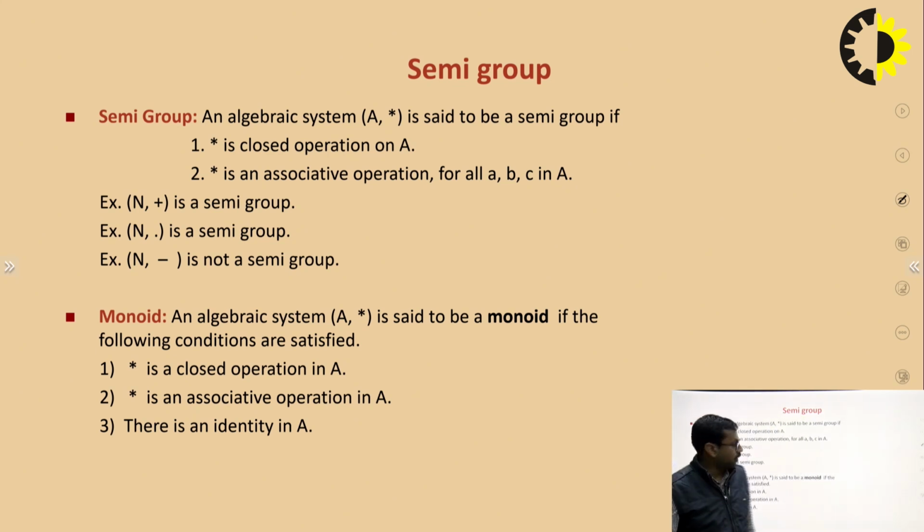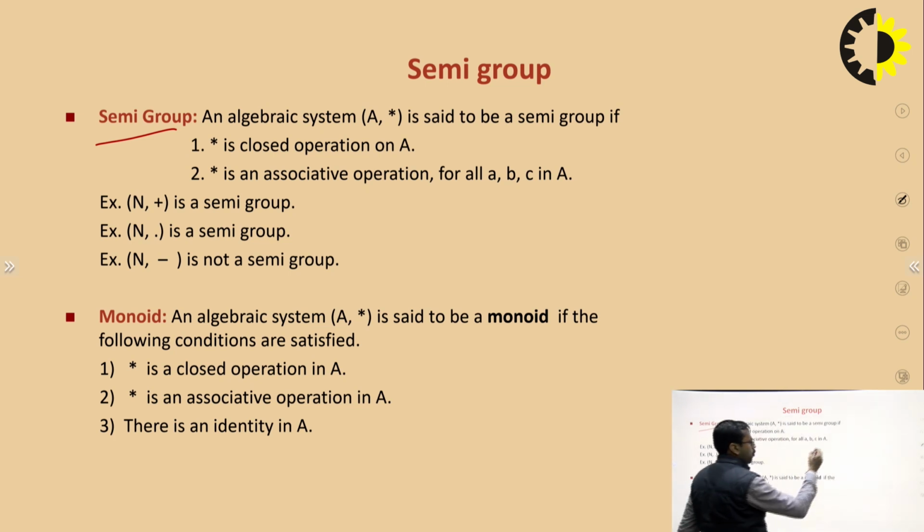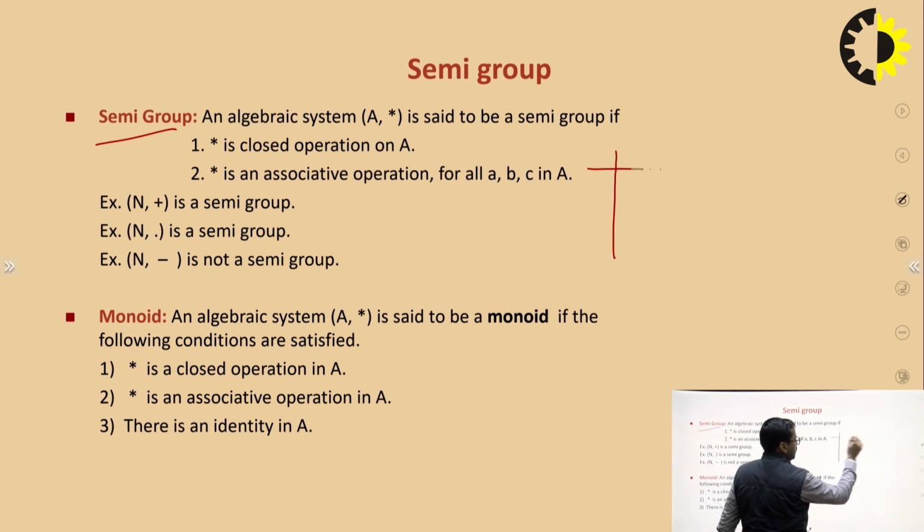So the next one is the semigroup. An algebraic structure (A, star) is said to be a semigroup if it satisfies two properties: the first is the closure property and the second is the associative property. What is the closure property? It was missing in the last slide. The closure property is such that if there is a non-empty set A containing some elements, let's suppose A, B, C.